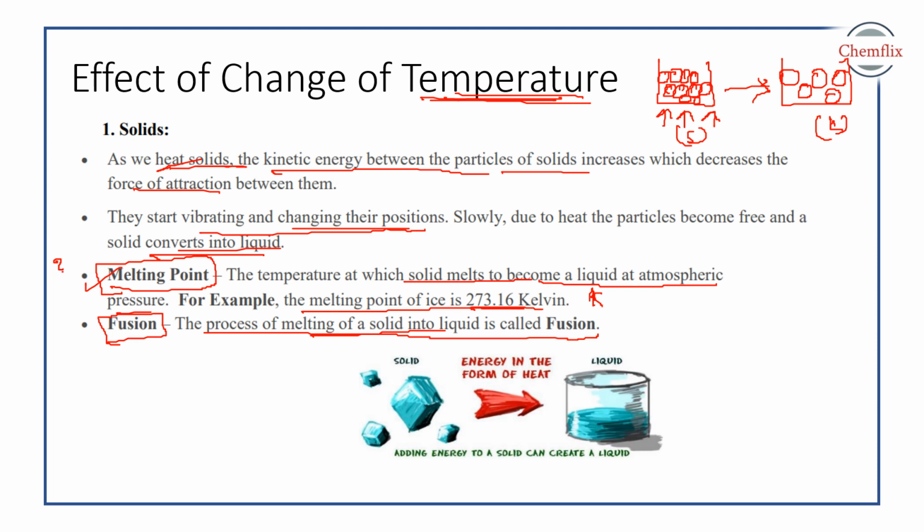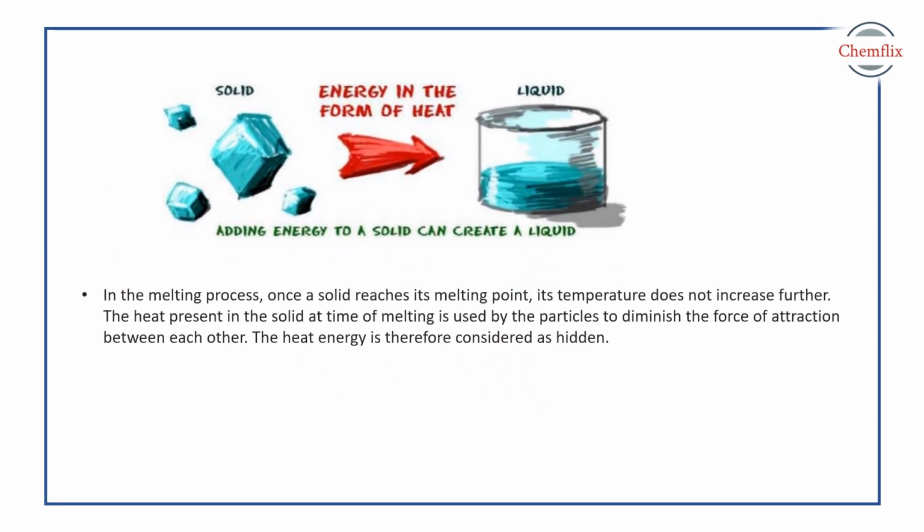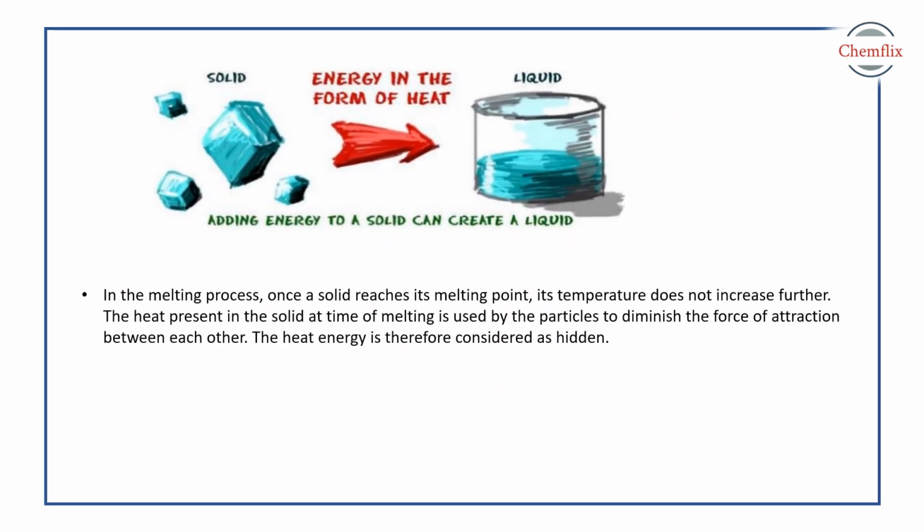I think it's clear. What is melting point? What is fusion? What is the effect of change of temperature? When temperature increases, what happens? Kinetic energy increases, which decreases the force of attraction between them, and they start to vibrate and change their position. So slowly they convert from solid to liquid. Clear? Now you can see this diagram. So what happens here is solid, when you are adding energy in the form of heat, it changes to liquid.